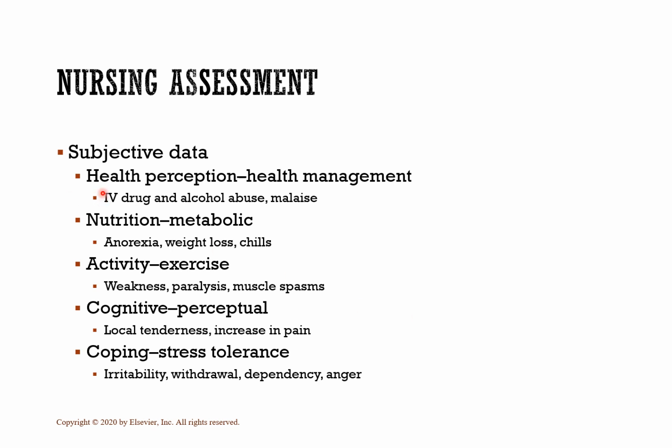All right, under the different categories for subjective data collection. Under health perception and health management, seeing whether the patient has had any IV drug and alcohol abuse, right? Under nutrition and metabolic, looking at whether they suffer from anorexia, weight loss, or chills. Activity, finding out about weakness, paralysis, muscle spasms. Under cognitive perceptual, any local tenderness, increase in pain, and then under coping and stress tolerance, whether or not there's things like irritability, withdrawal, dependency, and anger. A lot of these are pretty self-explanatory. I think you would think of these things by yourself too, just when you're taking care of your patient.